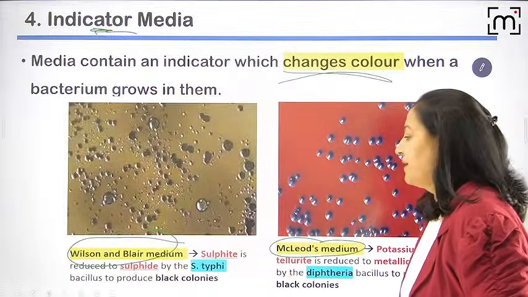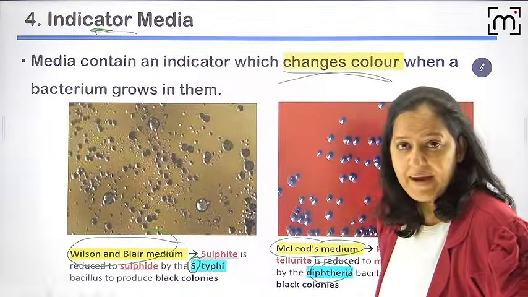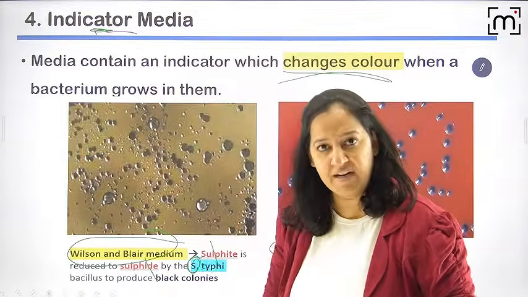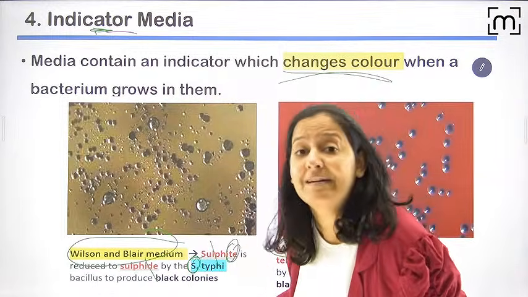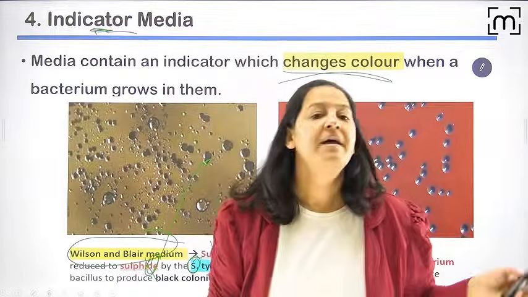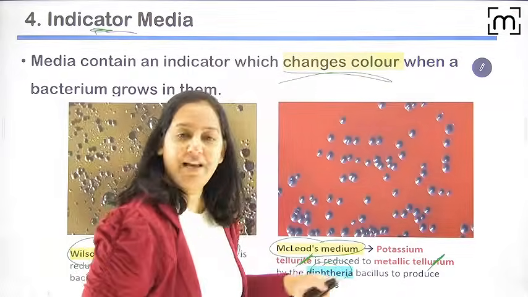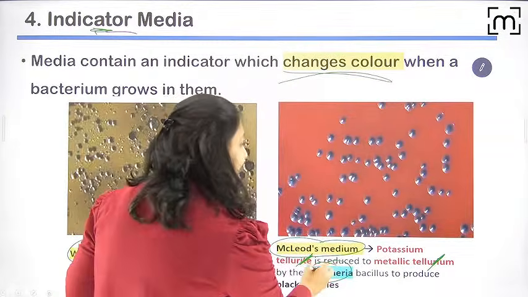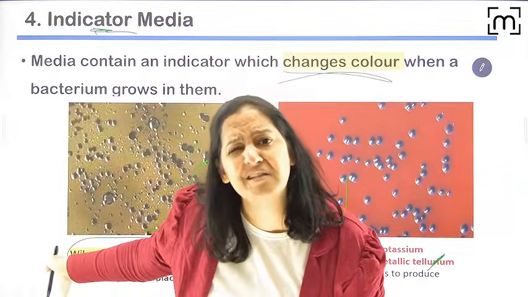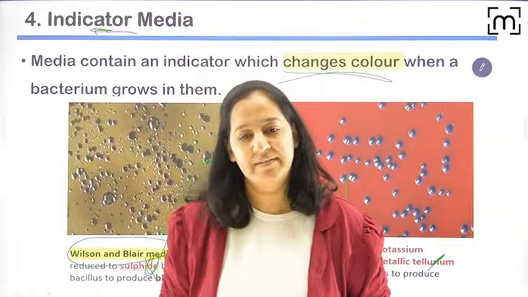Now the two examples, Wilson and Blair and Macleod. Wilson and Blair and Macleod are two examples. This is for Salmonella typhi, the typhoid bacteria. And this is for Corynebacterium diphtheriae, the diphtheria bacteria. This one contains sulfite to sulfide. As soon as bacteria divide, please mind my word, sulfite changes to sulfide, which gives black color. That is an indicator media. And here, as soon as bacteria divide, tellurite changes to tellurium. That is again giving the black color and indicating. Both are indicator media, but you have to learn the chemical. Here the chemical is sulfite to sulfide. Here the chemical is tellurite to tellurium. And the color is black. That is indicator media.